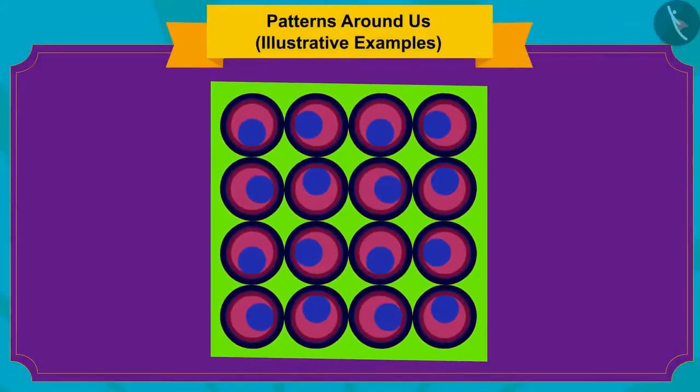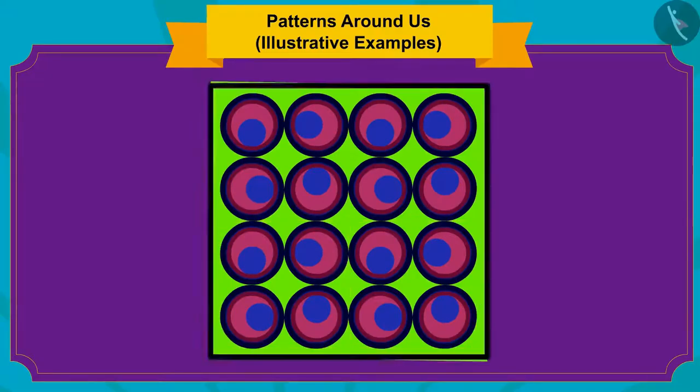Well done, kids! Your answer is absolutely correct. Here, a group has been formed by rotating this one shape in different ways. And then, by repeating this group of shapes again and again, a unique, beautiful pattern has been made.